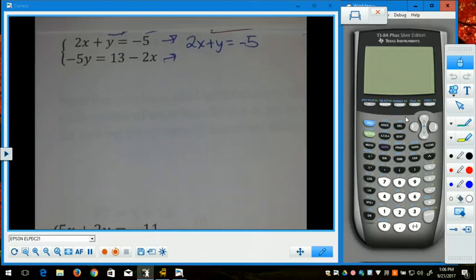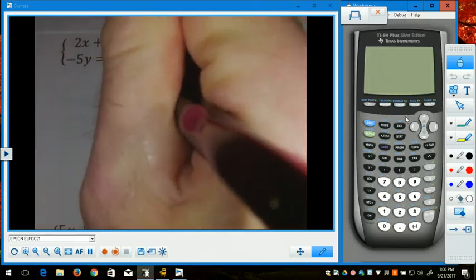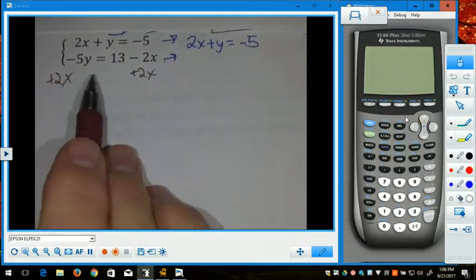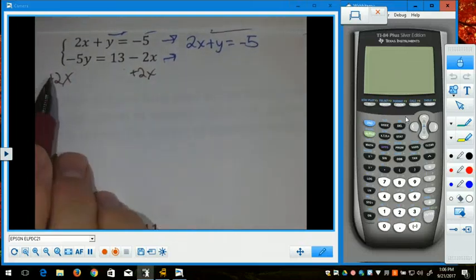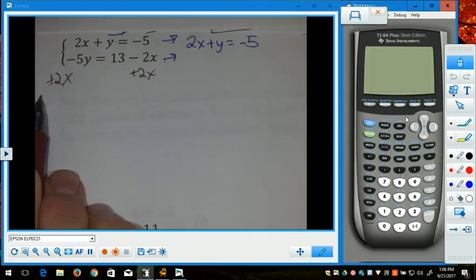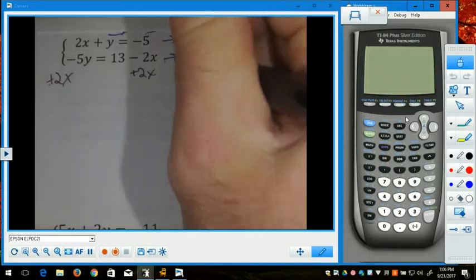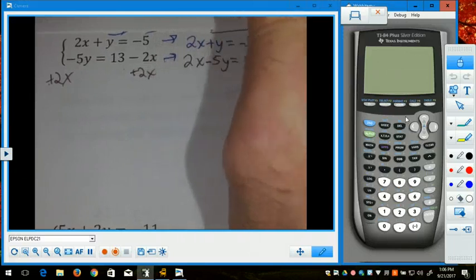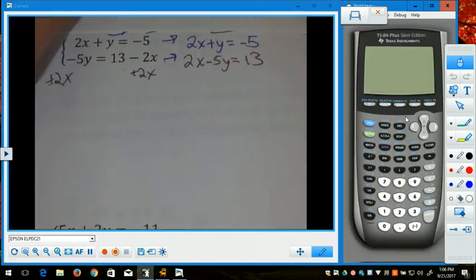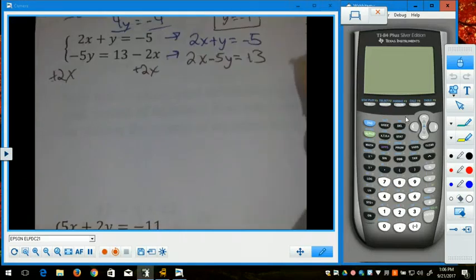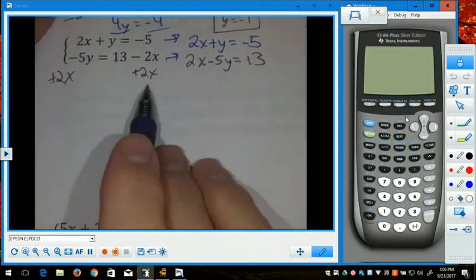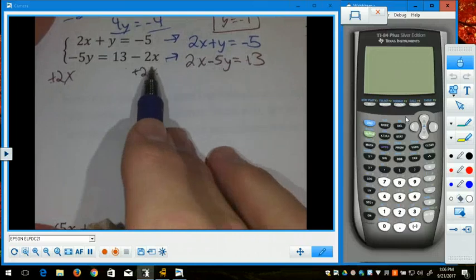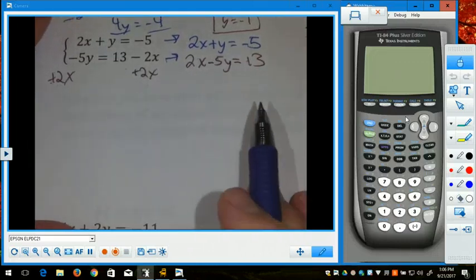The bottom one, I really need to add 2x to the other side to get the constant by itself and to get my x and y on the same side. In doing that, this gives me 2x minus 5y equals 13. So since I added to both sides, the equation, even though it looks different, it's still the same equation. I just moved the 2x over to the other side.